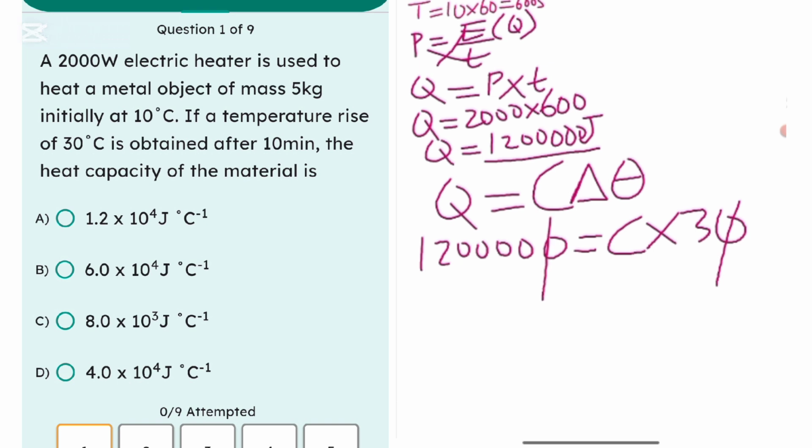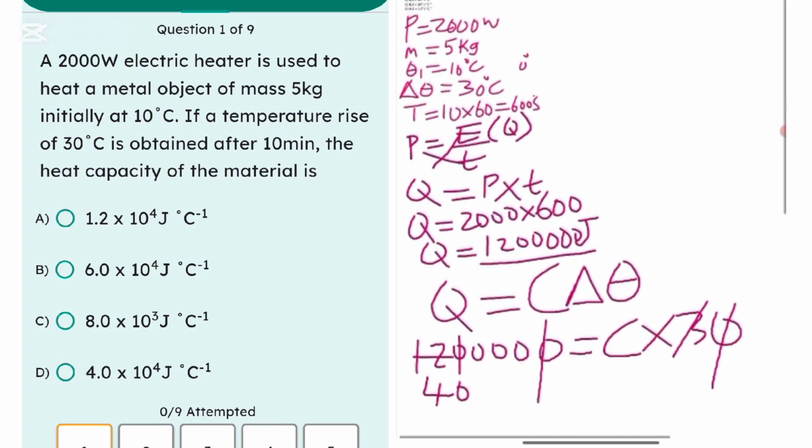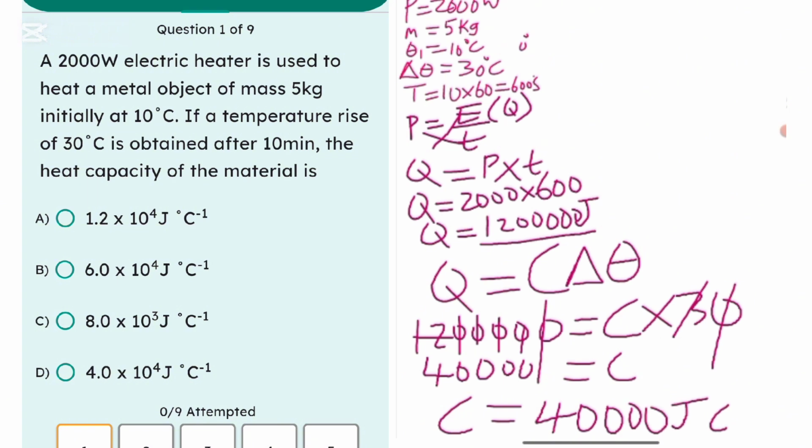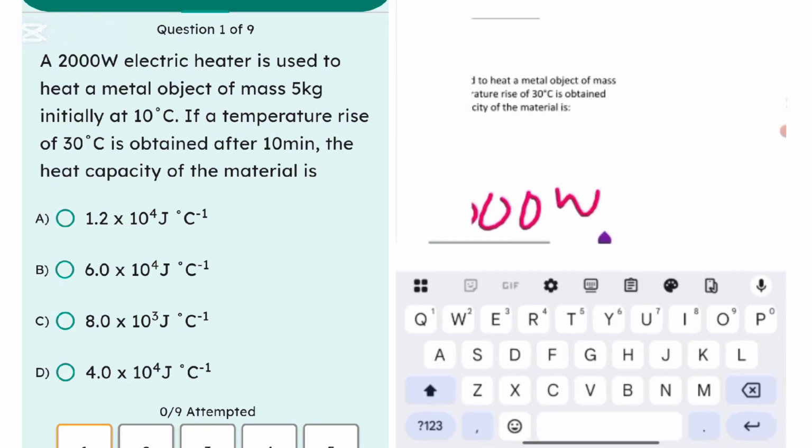0 cancel 0. Then 3 here, 1. 3 in 12 is 4. So, of course, these zeros would remain 0, 0, and 0, which is equal to C. So C is going to be equal to 40,000 joule per degree Celsius. Now let's look at the options to see which of them is correct.